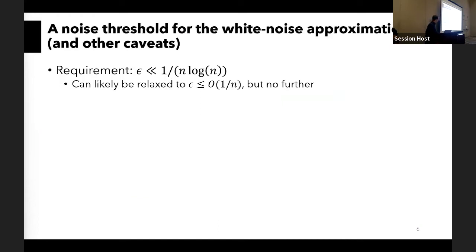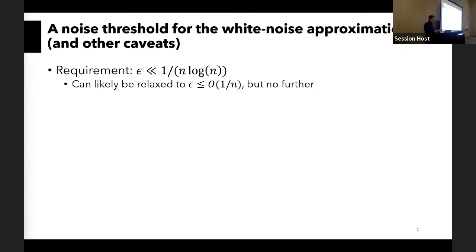So what are the caveats? The biggest caveat is that there's a noise threshold in order for our results to apply. In order for our theoretical proofs to apply, we need an assumption that epsilon is much smaller than 1 over n log n, which might be small in practice. It's important that it's independent of the circuit size s, but we do believe it can be relaxed to epsilon smaller than order 1 over n, where the constant prefactor there is not too unreasonably small, maybe about 0.3 or something like that. We've done some numerics on it.